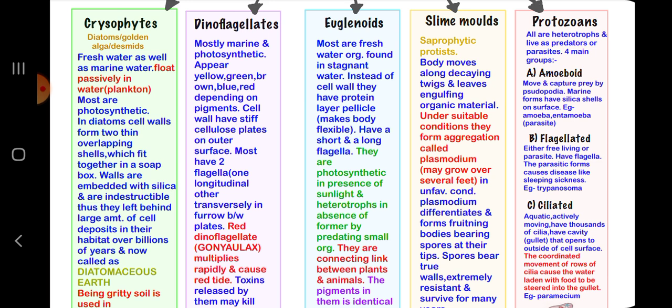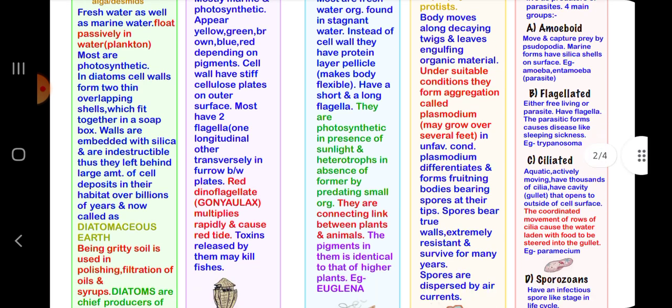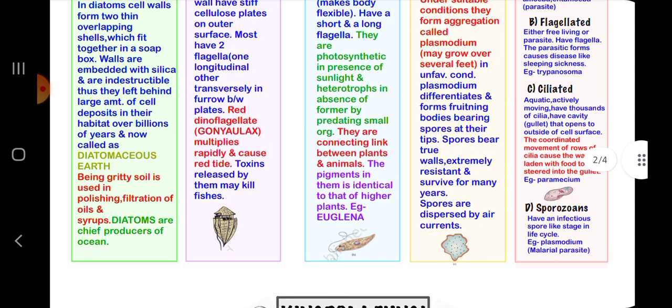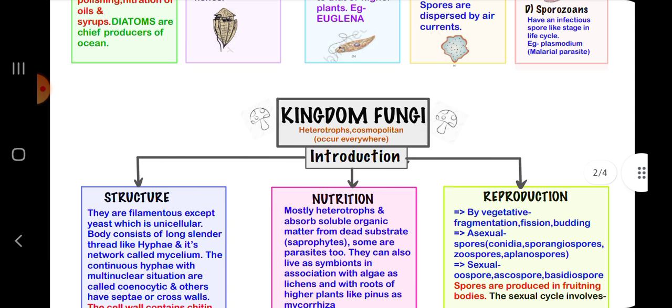Amoeboid are the ones who move and capture prey by pseudopodia. Marine forms have silica shells on their surface. Example amoeba. Then flagellated, either free living or parasite, have flagella. The parasitic forms cause diseases like sleeping sickness. Ciliated are aquatic, actively moving, have thousands of cilia, have a cavity that opens to outside of the cell surface. Then the coordinated movements of rows of cilia cause the water laden with food to be stirred in the gullet. Example paramecium. Then sporozoans have an infectious spore-like stage in their life cycle. Example plasmodium.